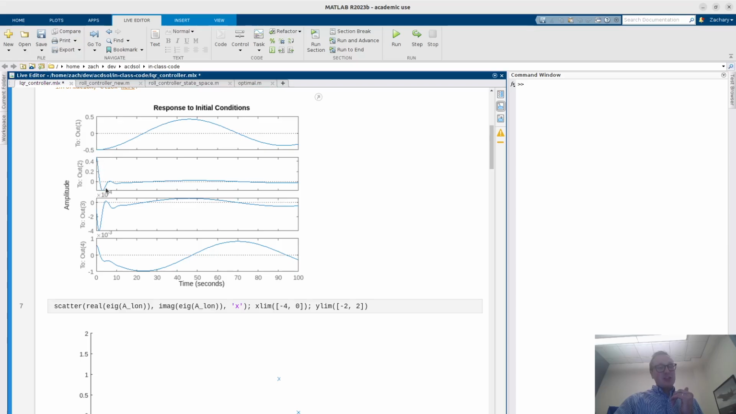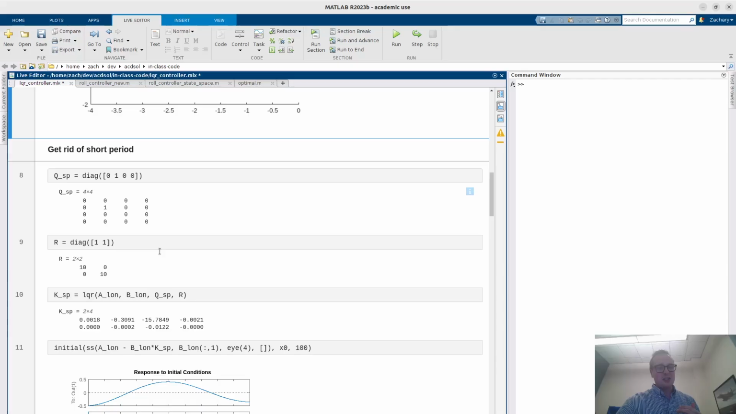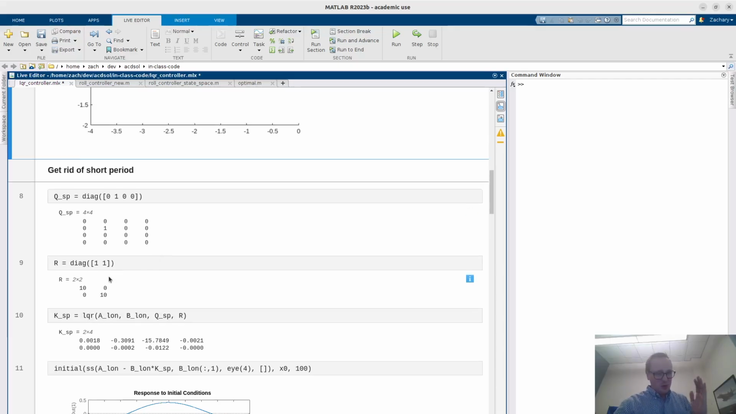The short period involves lots of oscillations in alpha, the angle of attack, which is proportional to W, the Z component of the air relative velocity. So if I get rid of delta W, then I can get rid of the short period mode without affecting the phugoid mode too much. And that's just because the short period mode is an oscillation. You can see it one last time. The short period mode is basically an oscillation in the angle of attack alpha.